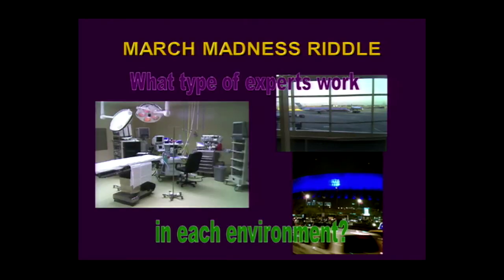But first, I know it's the afternoon of the first day here. It's been really long, so I have a quiz for you, a little riddle, in honor of March Madness. I have a picture of three things here: a modern-day OR, a modern-day commercial airliner, and the Superdome two years ago for the Final Four. The question is, what type of experts work in each of these environments? Think about it a little bit, and turn to your neighbor and say what you think the answer to this riddle is. I don't hear any talking. Tell your neighbor what you think the answer is.